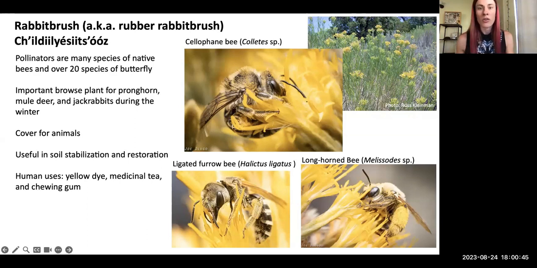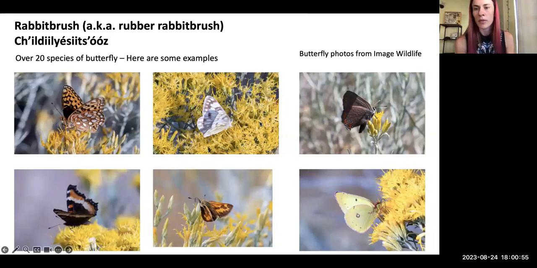But here are 3 different species of native bees, like this longhorn bee and the cellophane bee. And then I have some examples of the butterflies. As I mentioned, there's over 20 species of butterflies that have been documented visiting the flowers of the rabbit brush, and they're just beautiful. And a lot of these tend to be generalist, but I'm sure there probably are ones that tend to prefer it, with a narrow host preference for visiting.